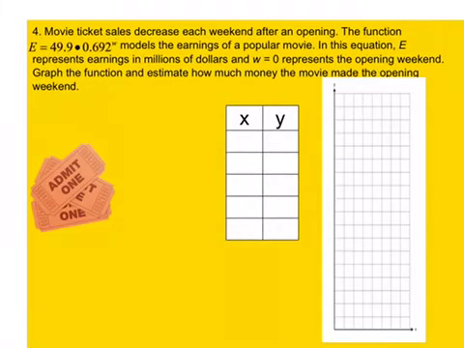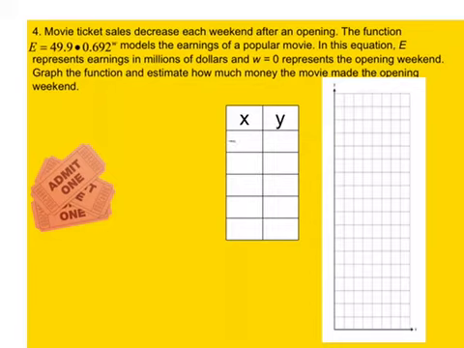So here's example number 4. We're going to look at some applications now of how exponential functions are used. So number 4 tells me movie ticket sales decrease each weekend after an opening. The function here models our earnings of a popular movie. In that equation, E represents the earnings in millions of dollars, and W equals 0 represents the opening weekend. We want to graph the function and estimate how much money the movie will have made the opening weekend.